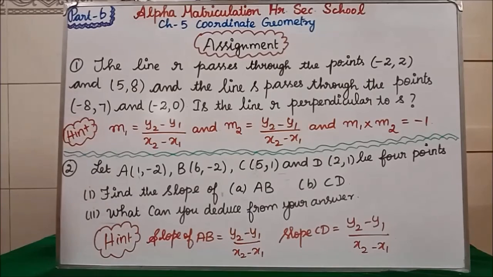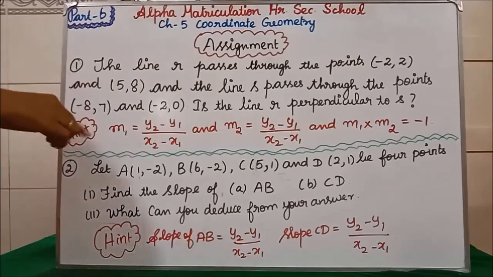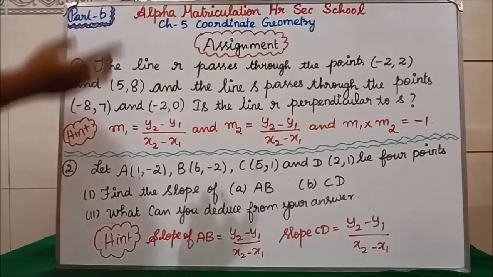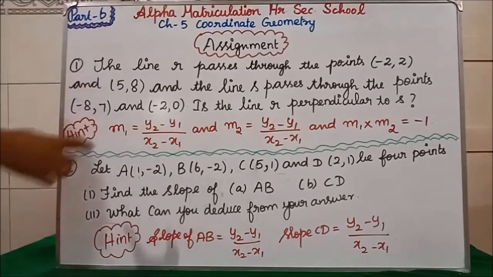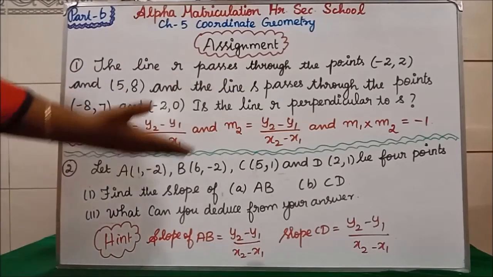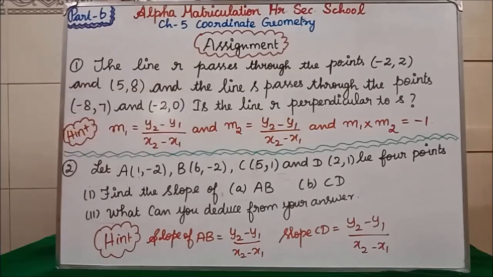Let A, B, C, D values they are given. Find the slope of option A. First one is AB you have to find, and B substitution is CD you have to find. Again going to use same 2-point formula only. AB means this 2 point you are going to take. CD means CD that 2 point you are going to take. The same formula you are going to apply here.